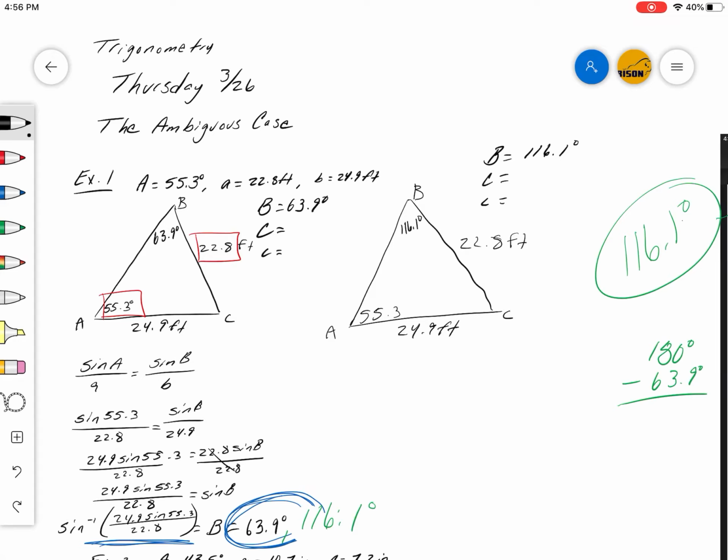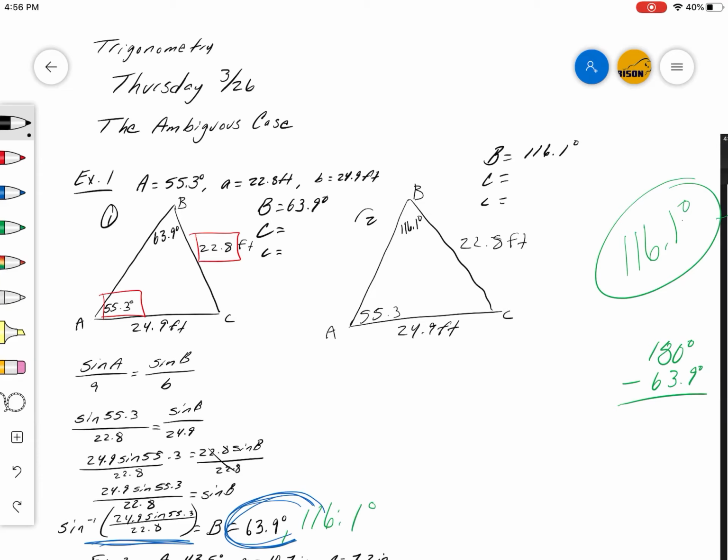Okay, hopefully that made sense. We're going to do another example here in a second. Hopefully that was able to make sense to you, that you can use that moving forward. If not, maybe example 2 will get it. But we're not done. I still have to find angle C and side C in both of these pictures.